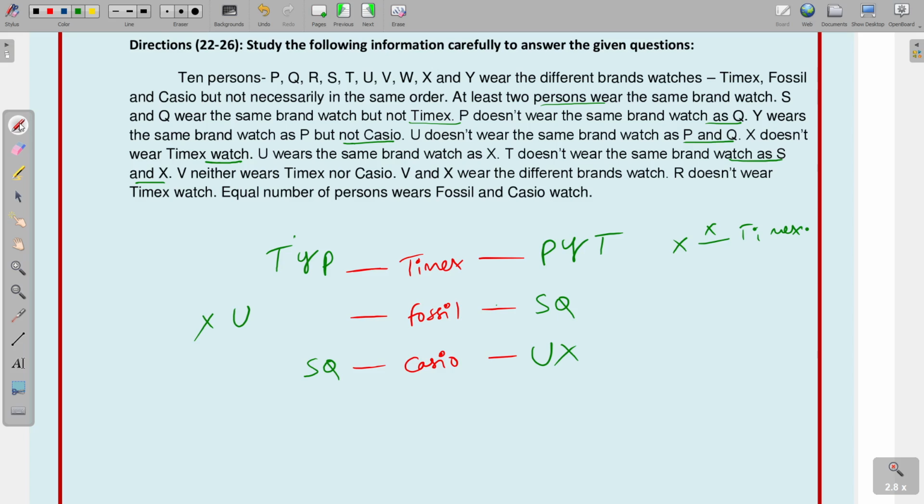Next, V neither wears Timex nor Casio. So V is placing here. V and X wear different brand watches. So V and X both are different, but here V and X are the same. This possibility is not correct.